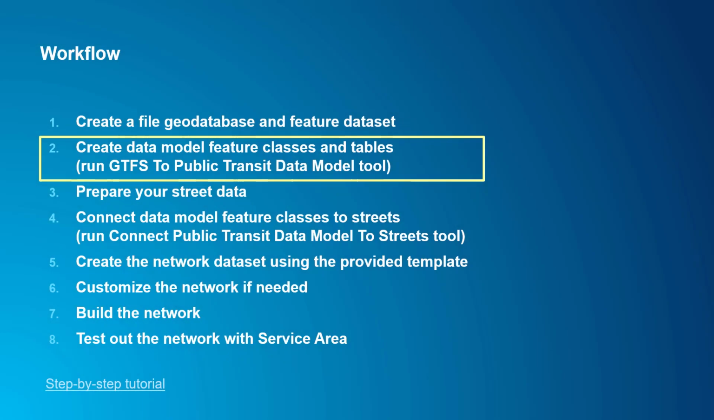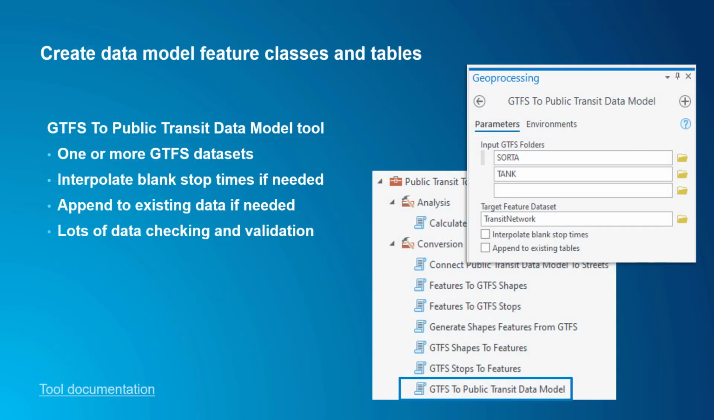The next step is to create the data model feature classes and tables using the GTFS to public transit data model tool. Recall from our earlier video that you can use the GTFS to public transit data model tool to convert GTFS data into the feature classes and tables of the public transit data model. Please refer to that earlier video for more details on this tool.